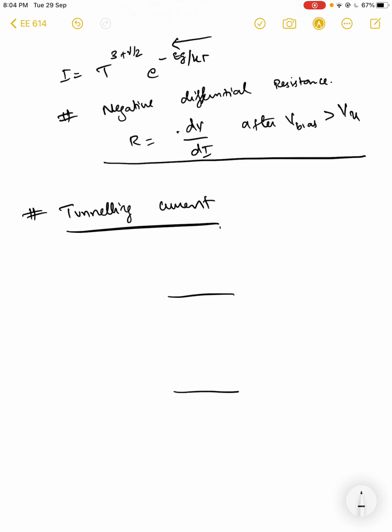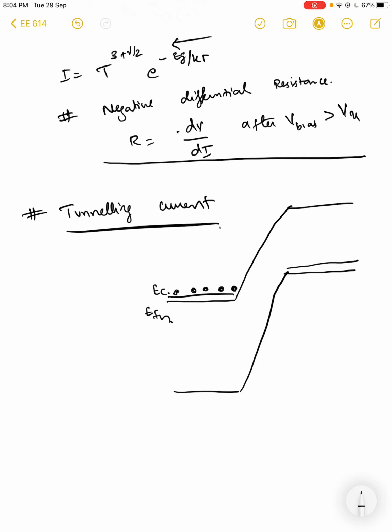I have an EFN, and this being EC. I have an N-type semiconductor here, and a P-type semiconductor which is biased such that I have the Fermi level here. And I join these two. Now you can see that if the Fermi level is so close to the conduction band, I can have a lot of electrons close to the conduction band. And the Fermi level close to the valence band on the P side gives you a lot of holes here, giving you a probability of an electron to tunnel from here to here.